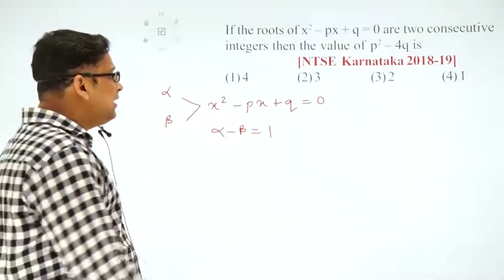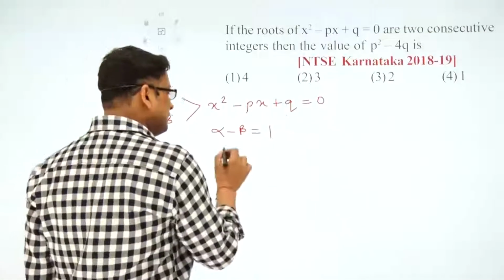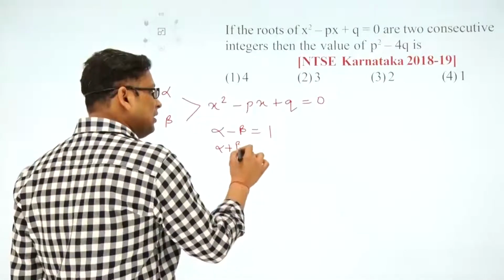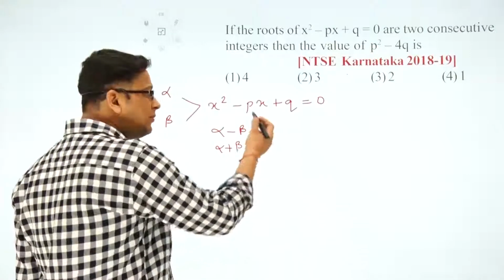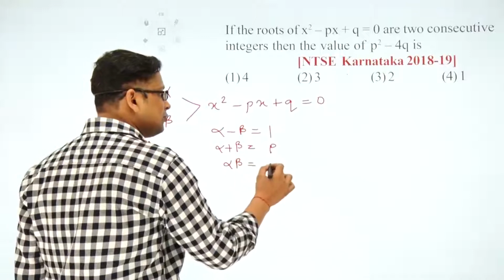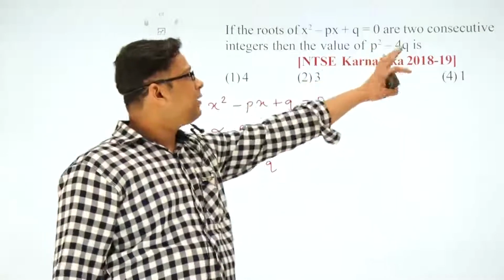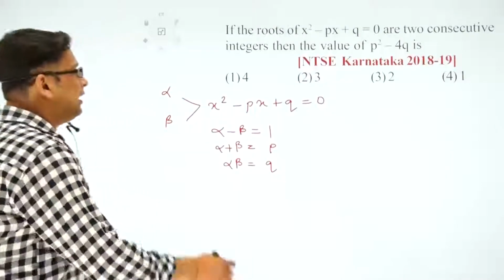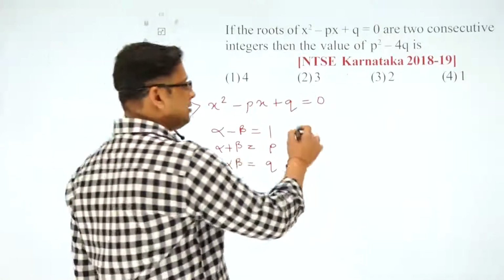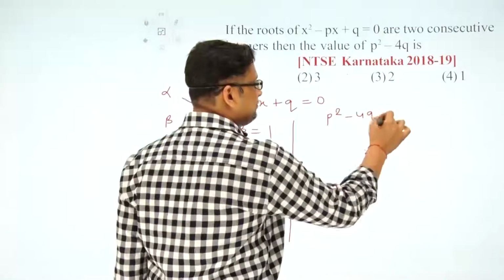This is our first equation, and from this equation we know that the sum of the roots alpha plus beta is equal to minus b by a, so it will be equal to p, and alpha beta will be equal to q in this equation. Now we have to find out the value of p square minus q over here. So this can be written as p square minus 4q.